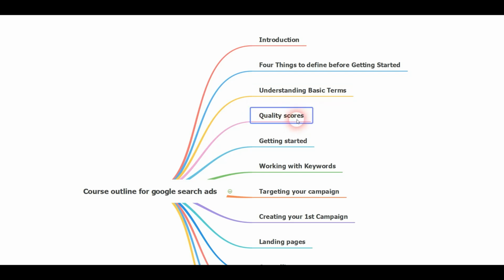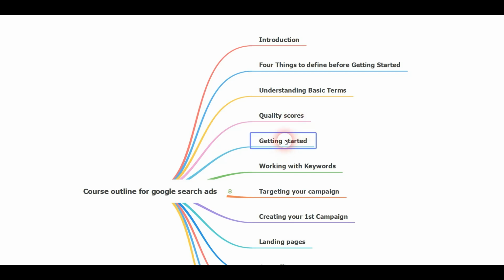After that we'll be discussing quality score. For now just understand that Google ranks your website on a scale of 1 to 10, right? And this is known as quality score. We'll be learning what factors dictate our quality score and how we can improve it.